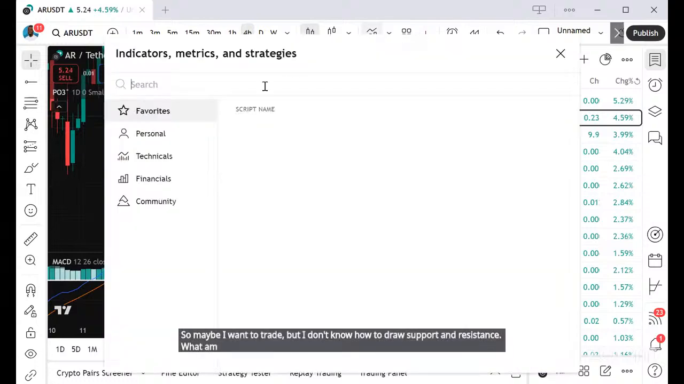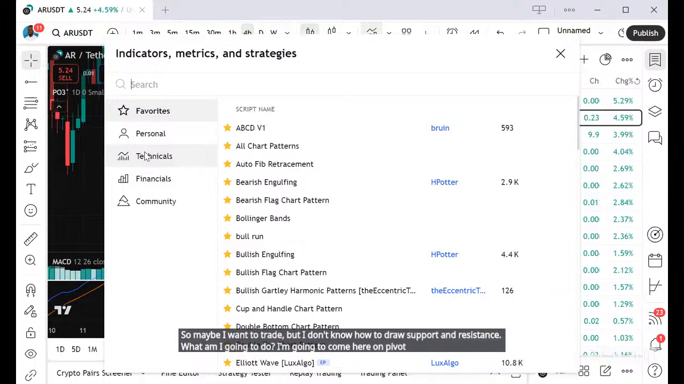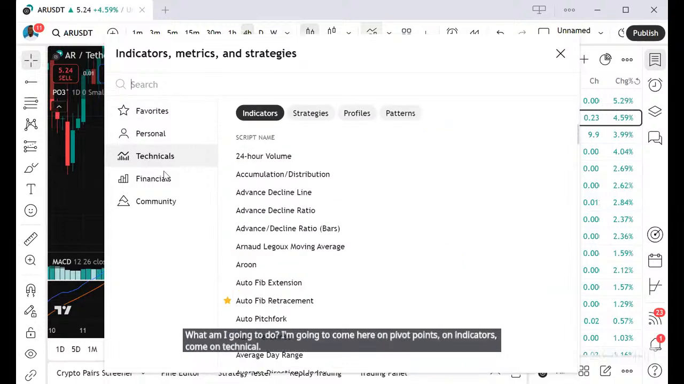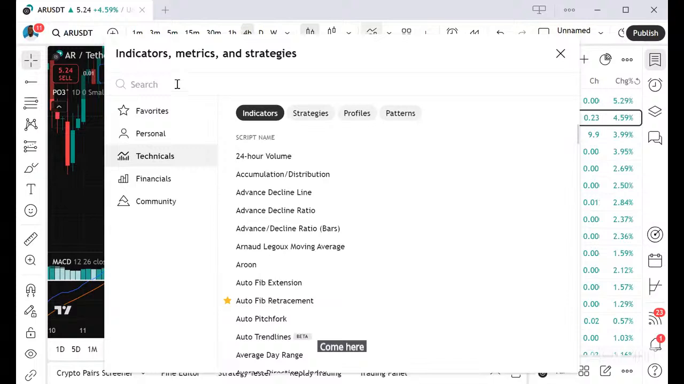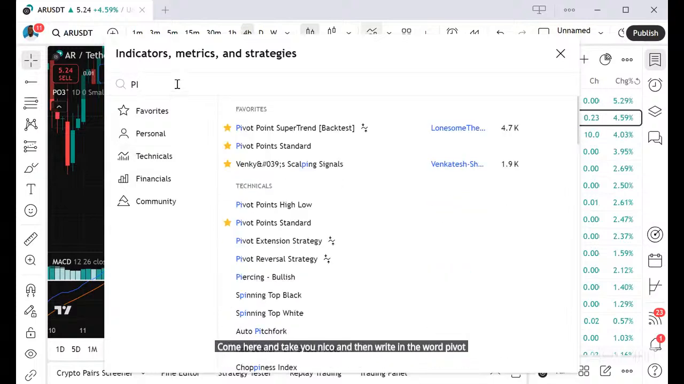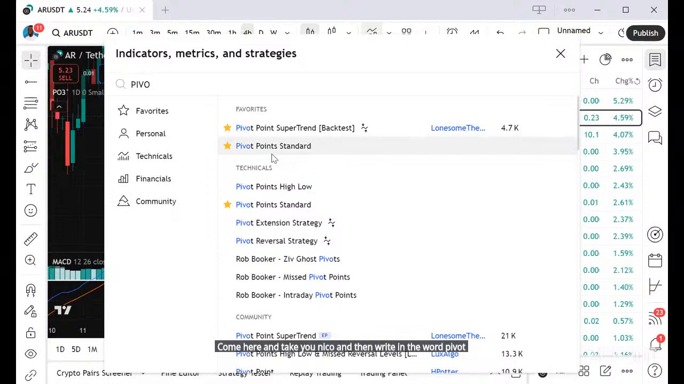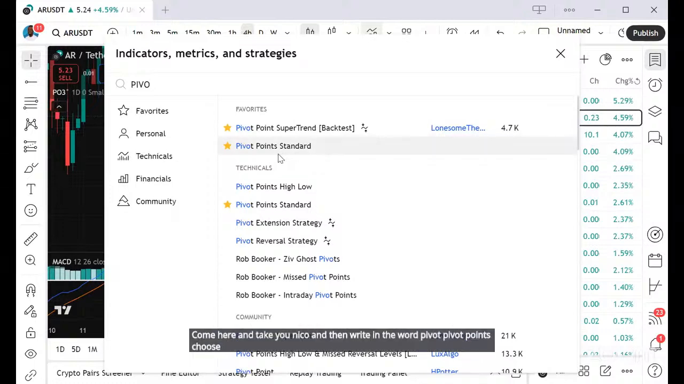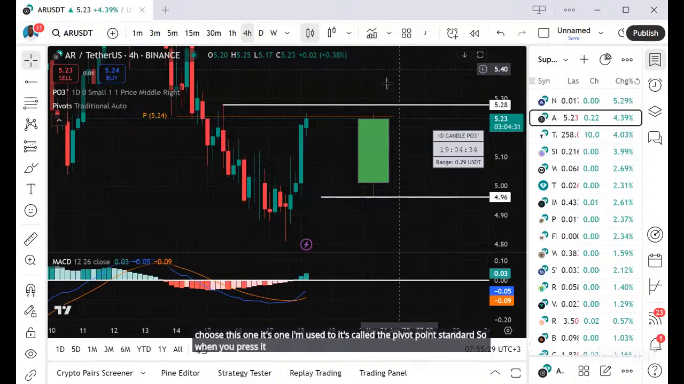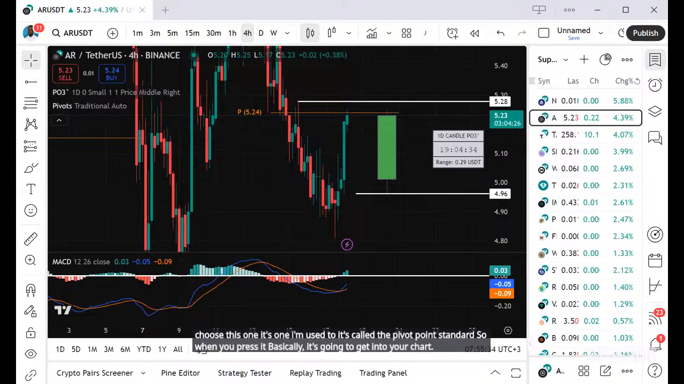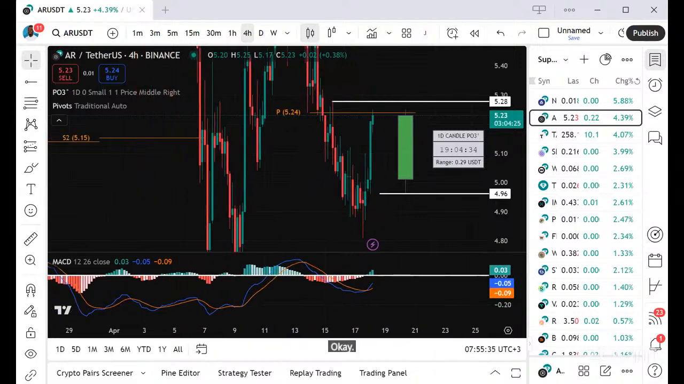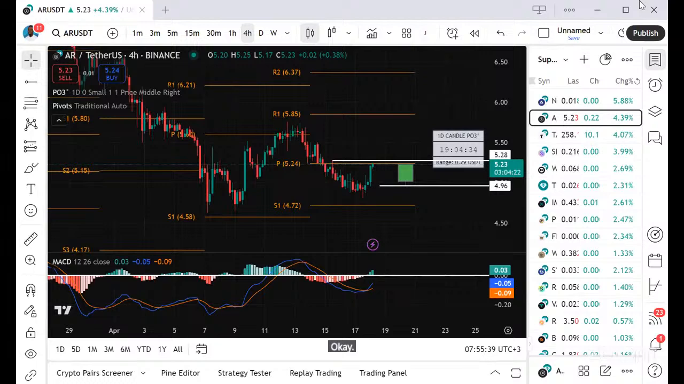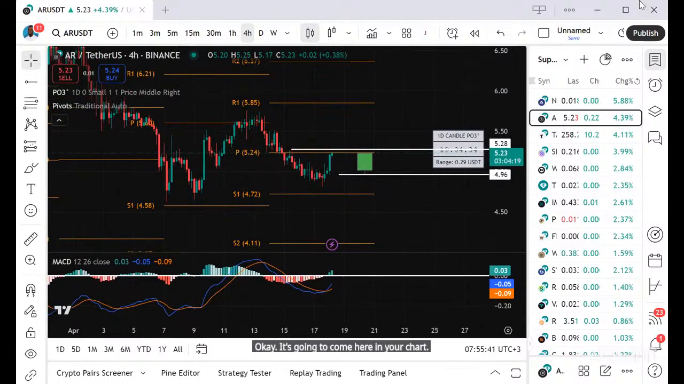I'm going to come here on indicators, come on technical, and then write in the word pivot. Pivot points. Choose this one. It's one I'm used to. It's called the pivot point standard. So when you press it, basically it's going to come here in your chart.